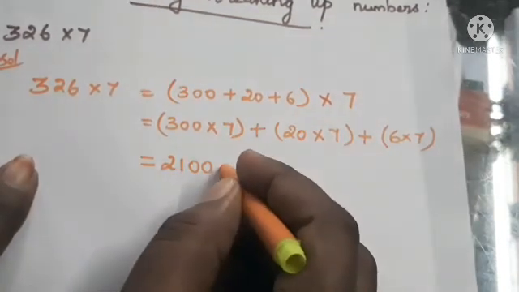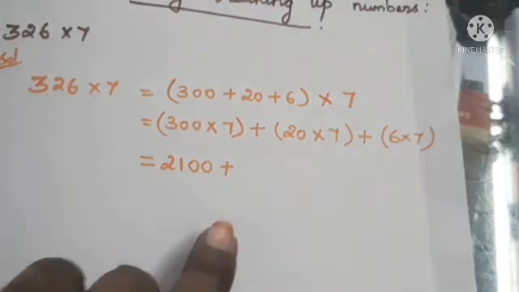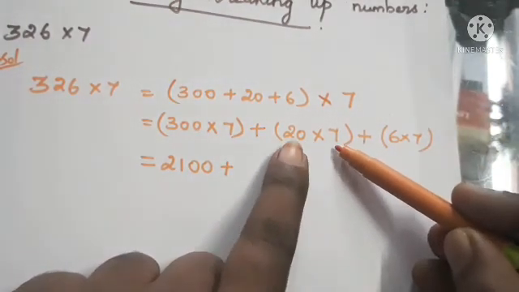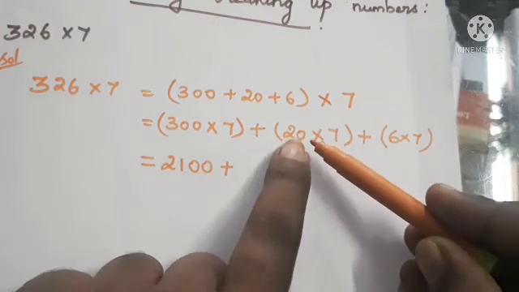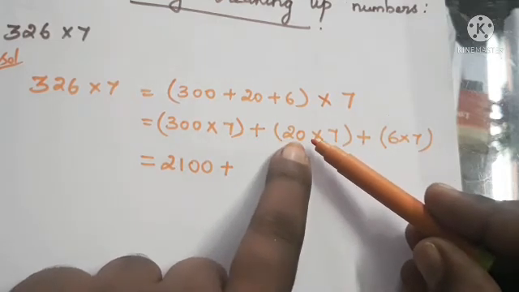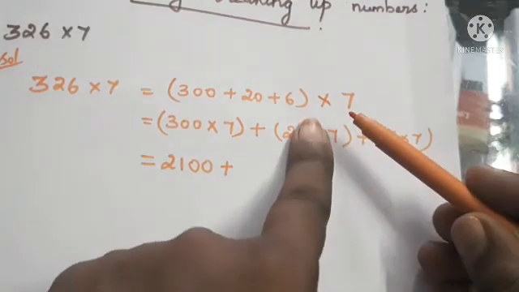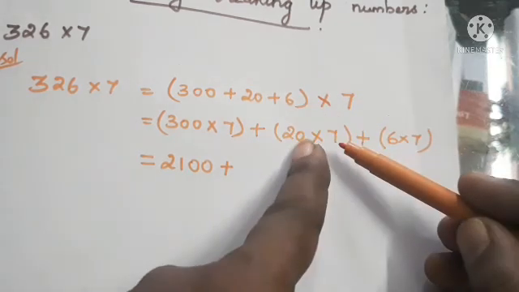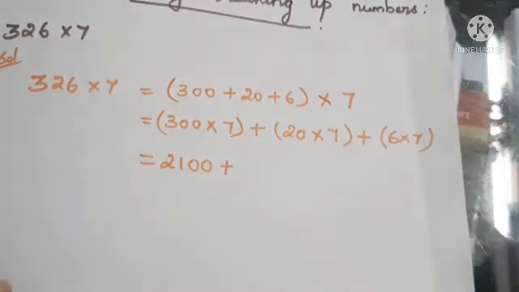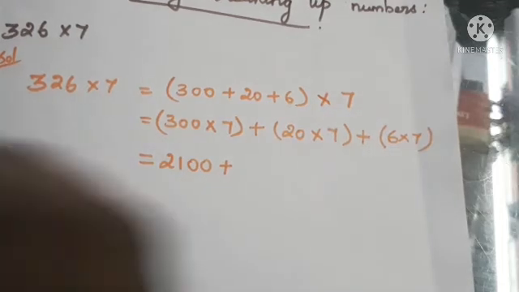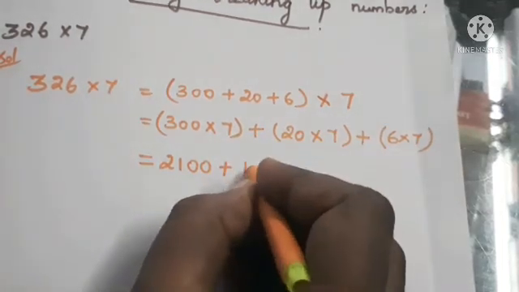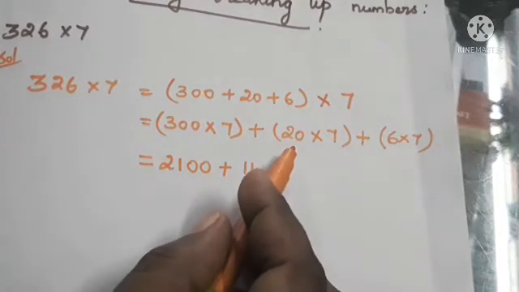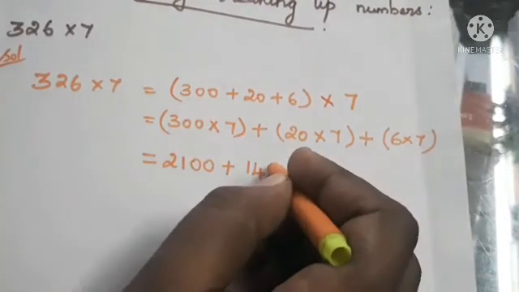Then what symbol is there, ma? Plus symbol. So we can write the plus symbol. Next we are going to multiply 20 by 7. That means 2 into 7, because in 20 we have 2 in the tens place and 0 in the ones place. So we leave the 0 and multiply the 2 and the 7. We know 2 into 7 is 14. 2 sevens are 14. So that 14 we write, and the 0 in the ones place of 20 we write at the back of the 14.